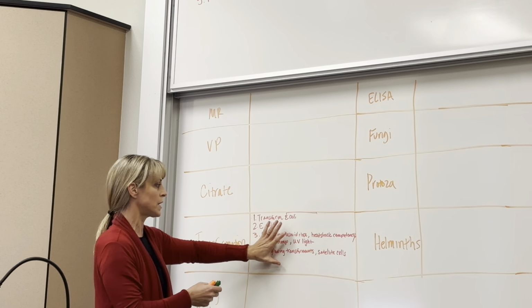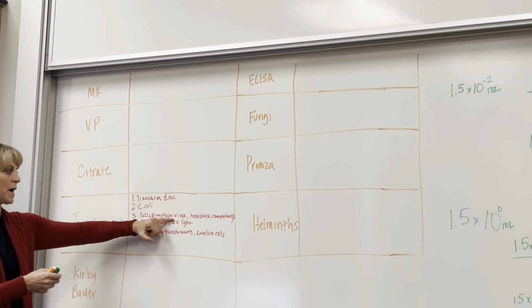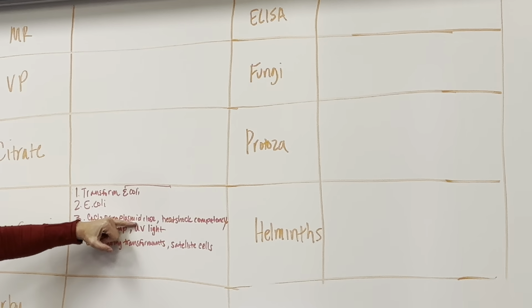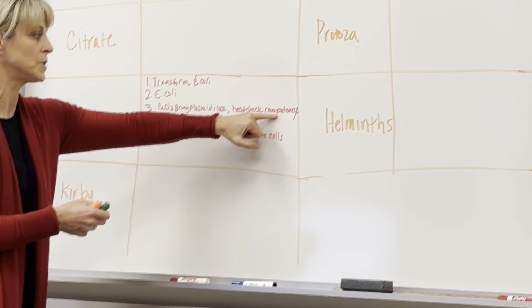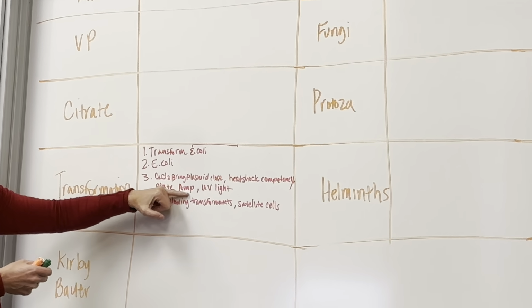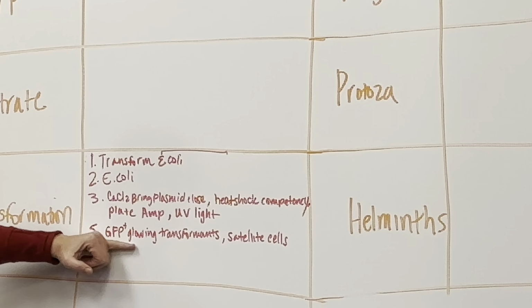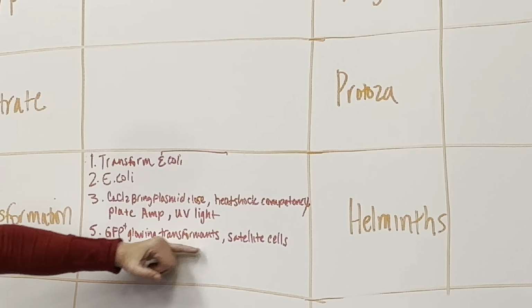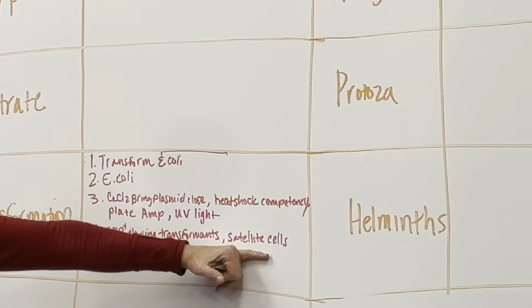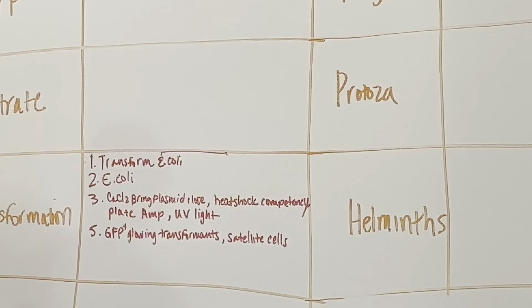You guys can go through that again if you want to, but make sure you know what a plasmid is, know what the parts of that plasmid are, know how to induce competency, why we plate it on ampicillin, and why we look at it under UV light. We're looking for GFP glowing transformants, and satellite cells are also on there. That's transformation. Okay, let's do Kirby-Bauer.